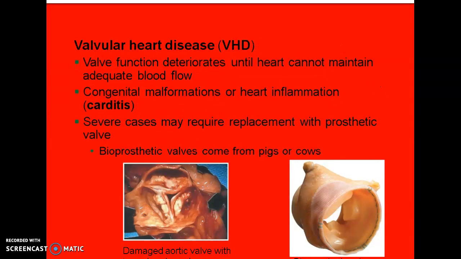Valvular heart disease is when the valve function deteriorates until the heart cannot maintain adequate blood flow. With a malfunctioning valve, blood would backflow. There may be congenital malformations, that is, you are born with these malformations, or heart inflammation called carditis. Severe cases may require replacement with a prosthetic valve, and we have bioprosthetic valves that come from pigs and cows.